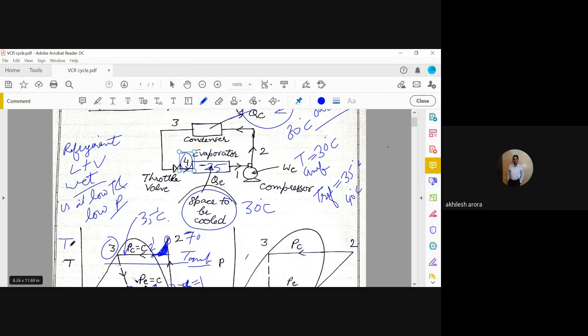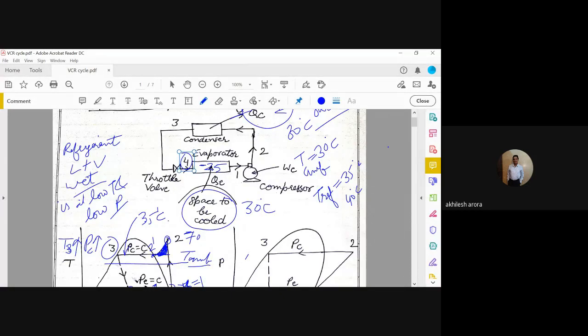Temperature at T3, T3 is the condenser temperature, it is high, and PC is the condenser pressure, it is also high. So what we want to do now is reduce this pressure and temperature to the evaporator pressure and a temperature which is equal to minus 25 degrees Celsius.